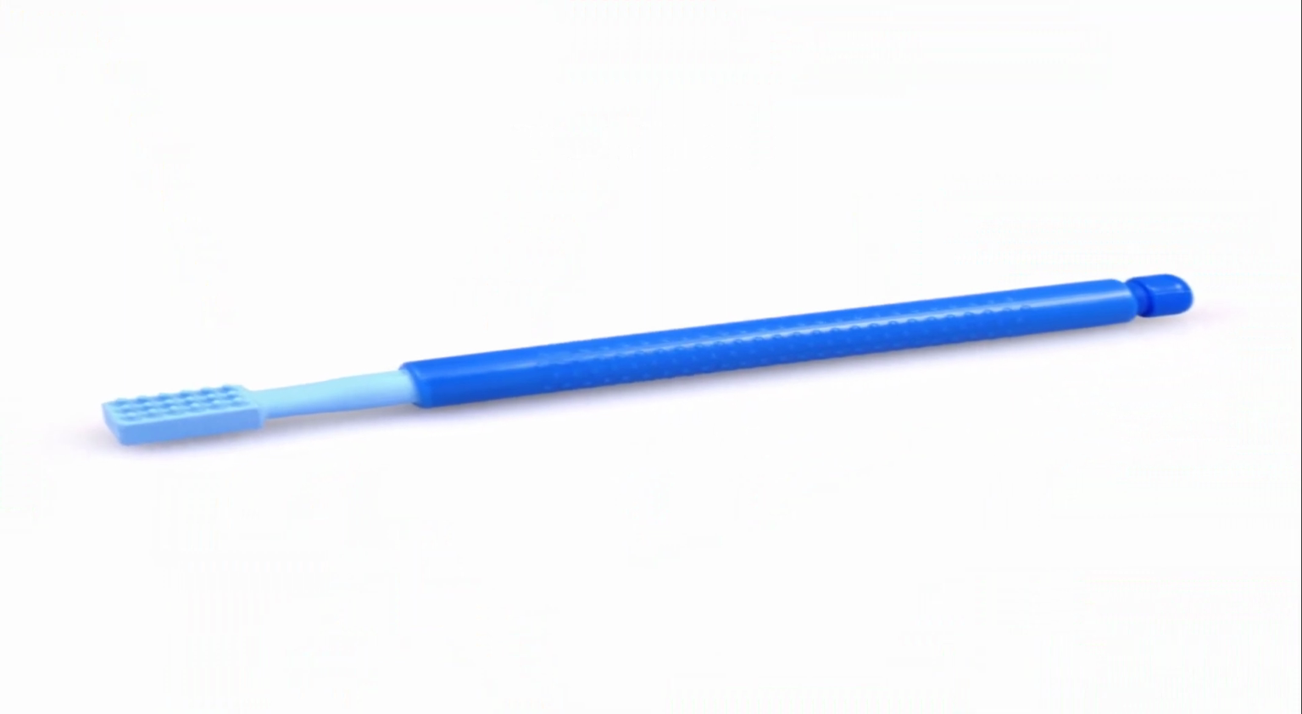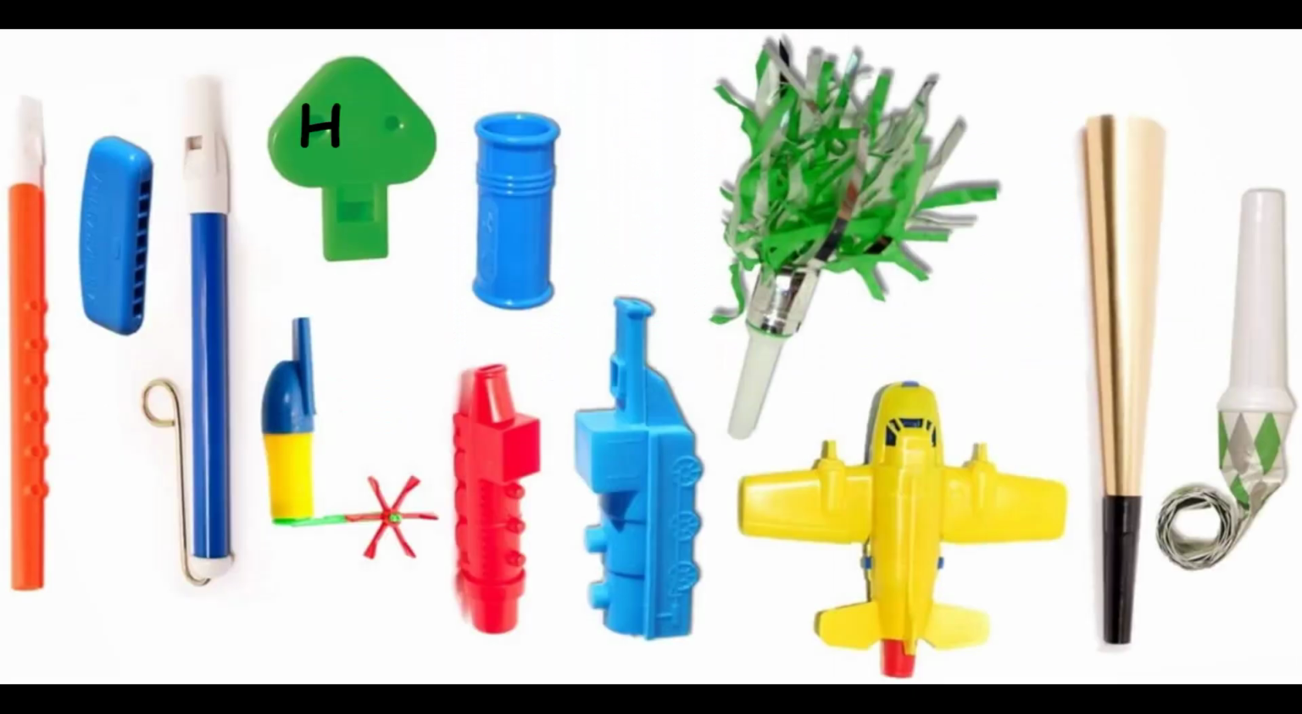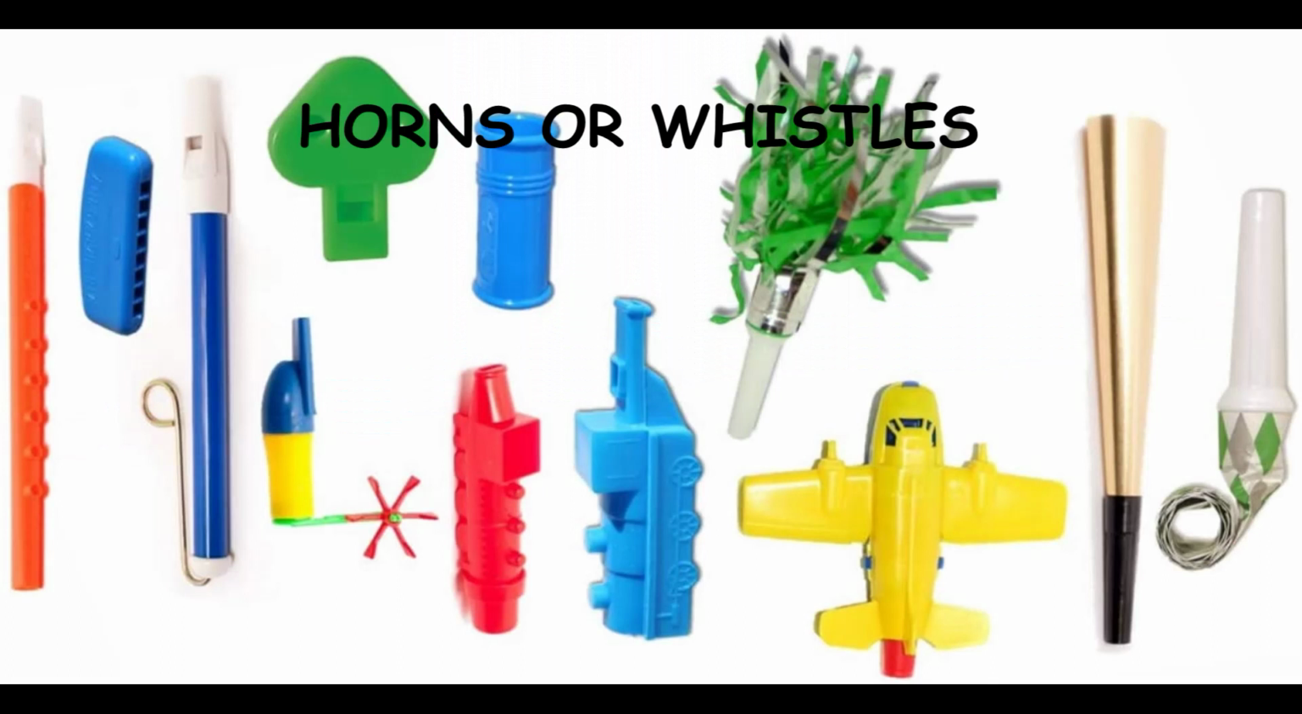The second tool is called a Z-vibe. It has a vibratory effect, so it helps in improving both the tone of the muscles and the overall sensation in the mouth. The third tool is called simple horns or whistles. They help in stimulating oral muscles and also help in speech clarity.